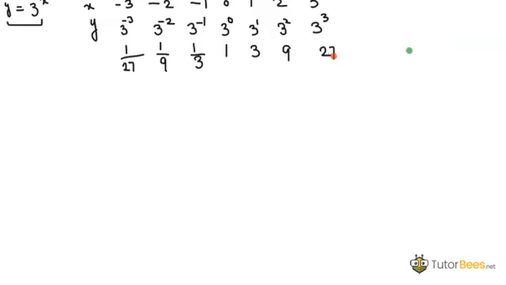Now the fraction values, when you write them in decimal form: 1 divided by 27 is 0.037. When you divide 1 by 9, your answer is 0.11. And when you divide 1 by 3, the answer will be 0.33. And these remain the same: 1, 3, 9 and 27.